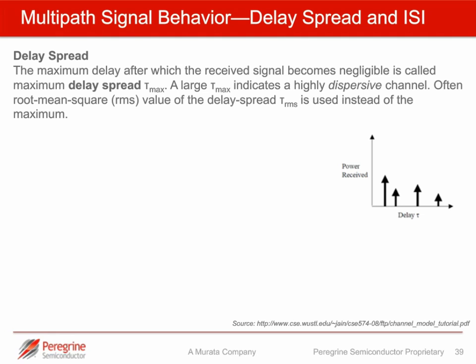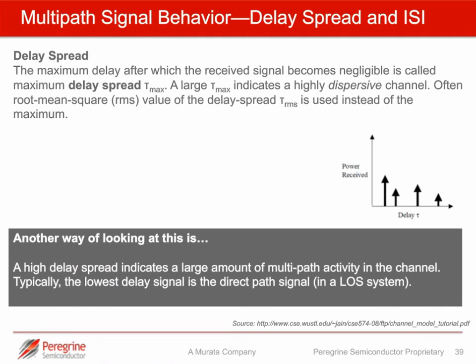Another way of looking at this is that delay spread gives us an indication of the amount of multipath activity in the channel, and typically the lowest delay spread signal is the direct path signal, particularly in a line of sight system.